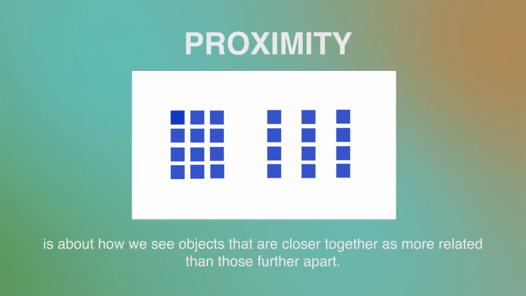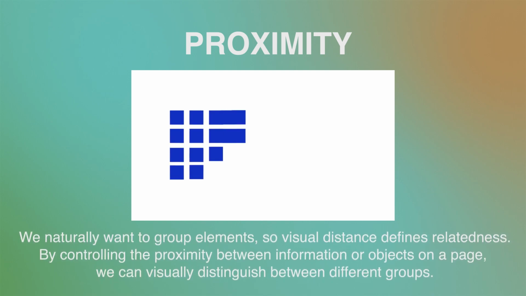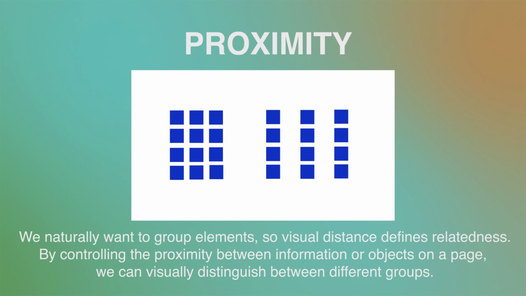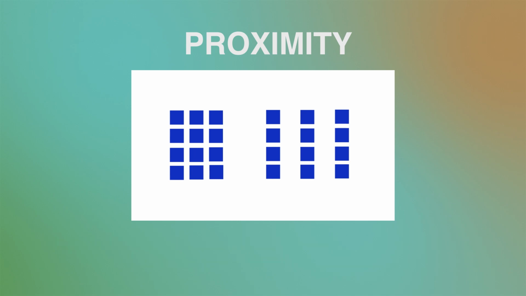Proximity is about how we see objects that are closer together as more related than those further apart. We naturally want to group elements so visual distance defines relatedness. By controlling the proximity between information or objects on a page, we can visually distinguish between different groups. In short, by placing information closer together, your audience will see those elements as related to one another.